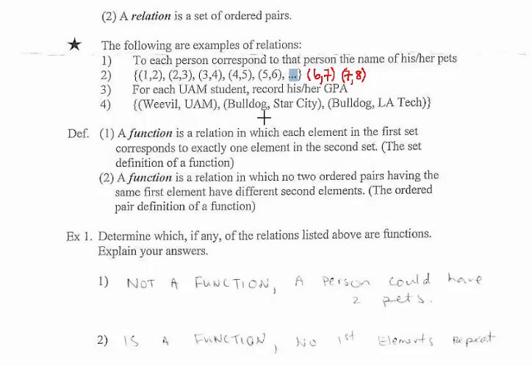Now, with that being said, this relation is also a function because none of these first elements repeat. They're only assigned to one second element. So at the bottom, 2, we say it is a function. No first element repeats.